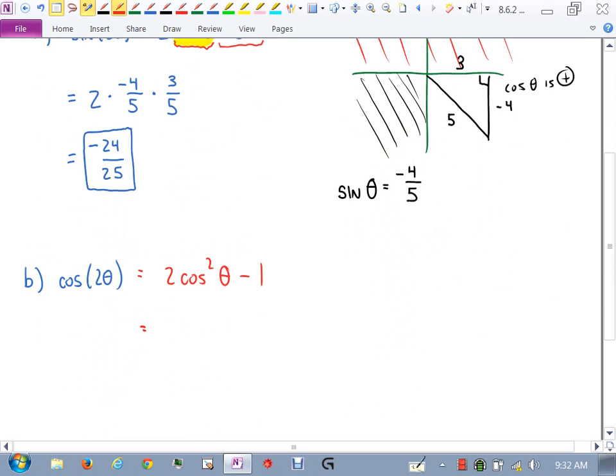If I were to use this one, what's the other one? Cosine squared theta minus sine squared theta, right? If I use that formula, that means that I better have gotten the sine theta correct, because if that's wrong, the whole thing's going to be wrong. And then the other formula is all in terms of sine, which again means I better have gotten sine right. So the safest formula is the one on top, because all it requires is that you read what was given to you in the problem. So that's the one I'm going to choose.